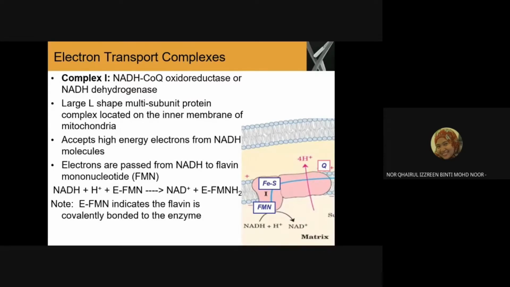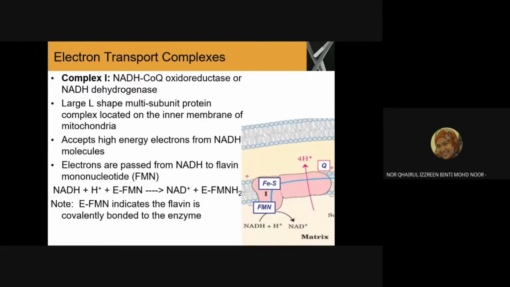Okay, just move on. So complex number one is what we call NADH coenzyme Q oxidoreductase, also known as NADH dehydrogenase. There are several names for those complexes. Oxidoreductase, because there's an oxidation-reduction reaction between NADH and coenzyme Q. Or we also call it NADH dehydrogenase because in this complex one of the subunits is basically about NADH.